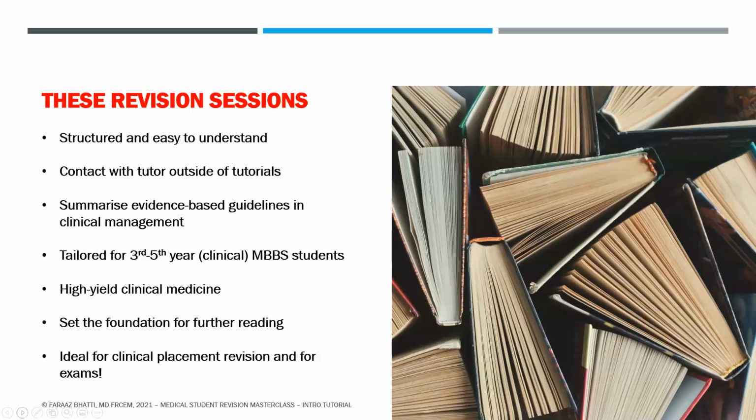These revision sessions are structured and easy to understand. They are designed for 3rd to 5th year clinical MBBS students on their clinical rotations, and they are ideal for clinical placement revision and for exams. They contain high-yield clinical medicine and summarize evidence-based guidelines in clinical management.